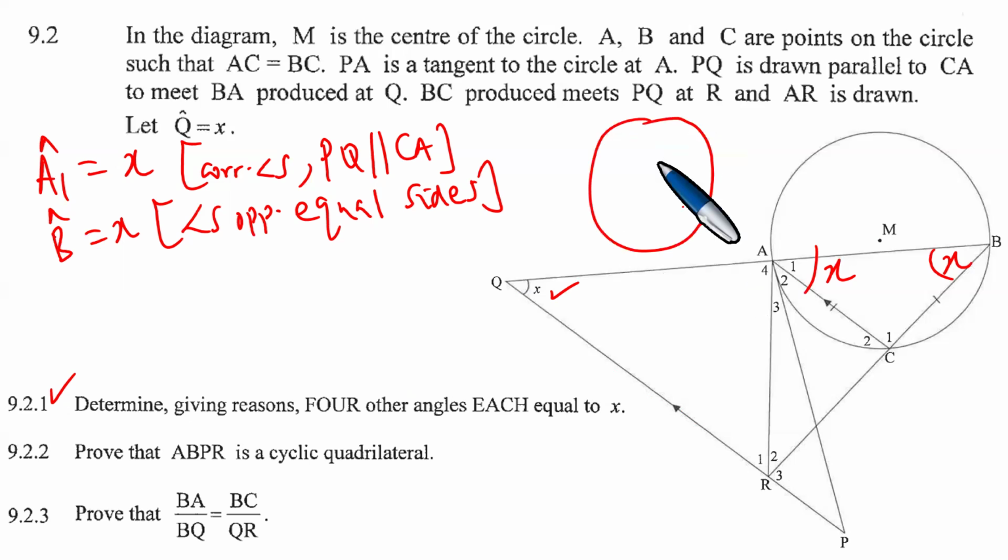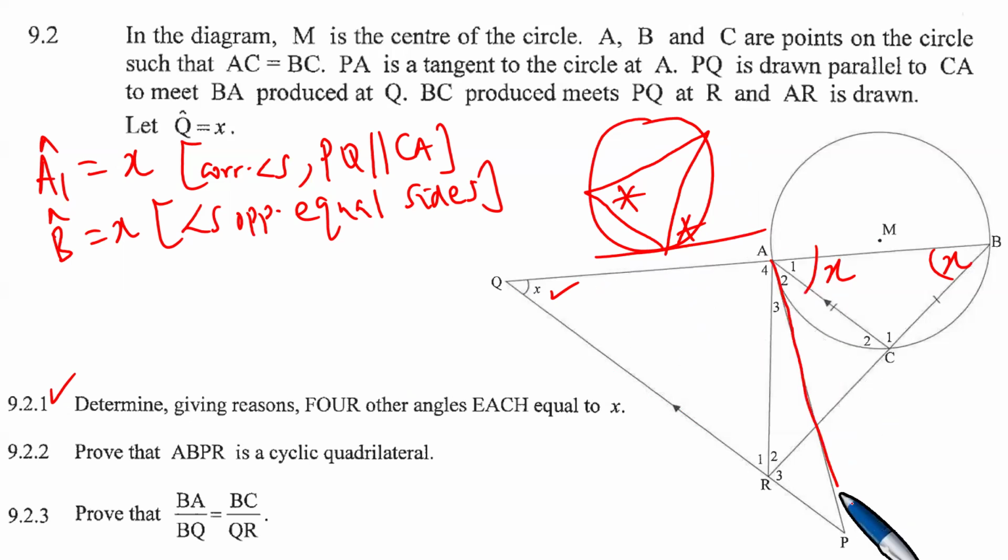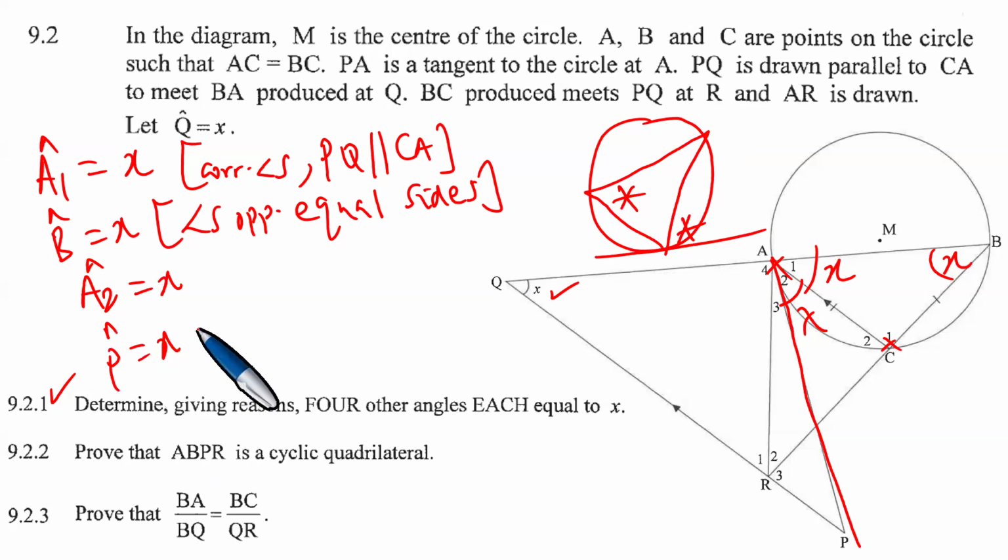Okay, from grade 11, the angle between a tangent to a circle and a chord equals the angle in the alternate segment. So the angle between the tangent PA and a chord equals the angle subtended by this chord, and this chord subtends the angle X. So also A2 is X. And then the other one, P is also equal to X, then alternate angles. Well done.